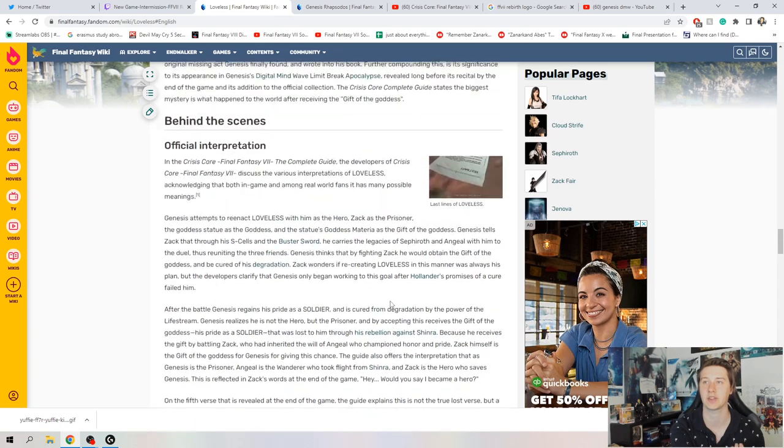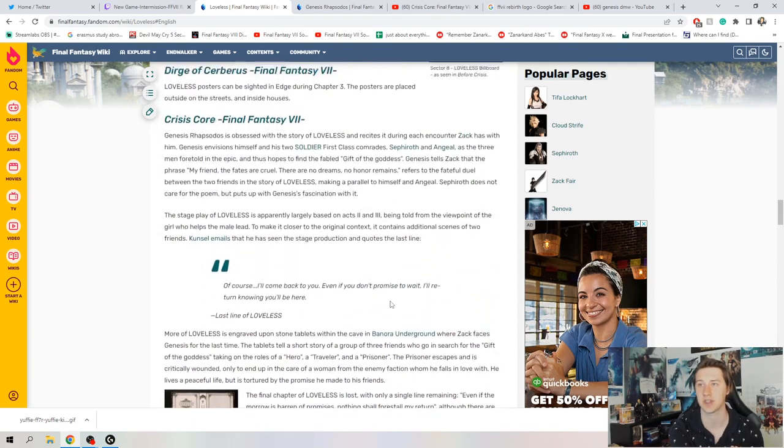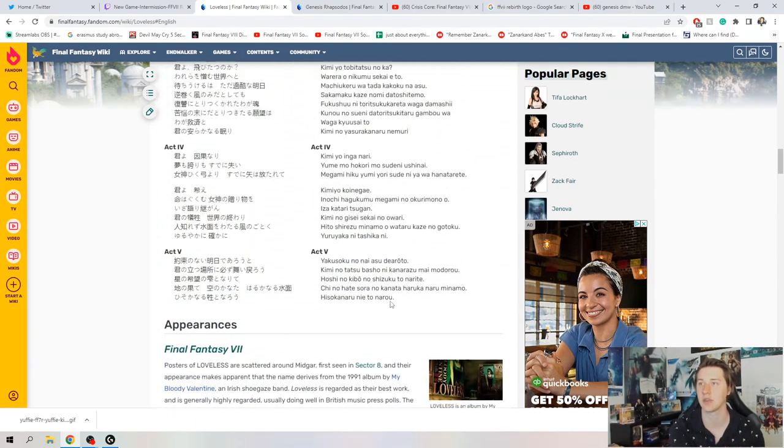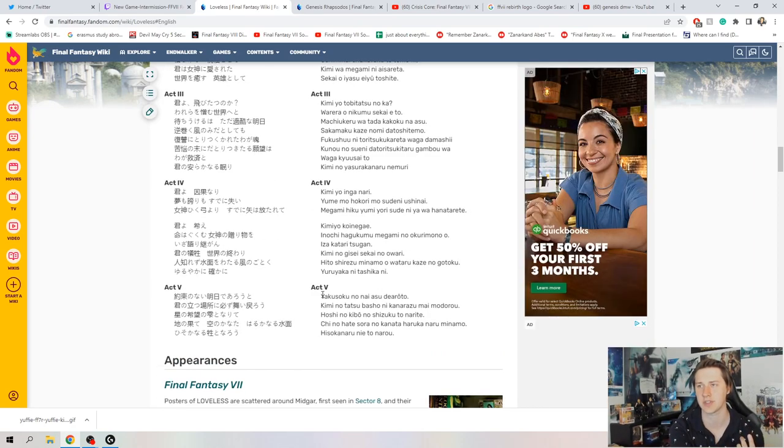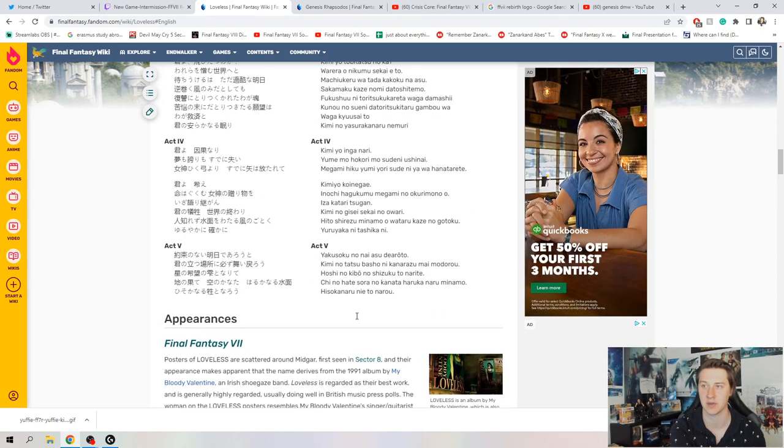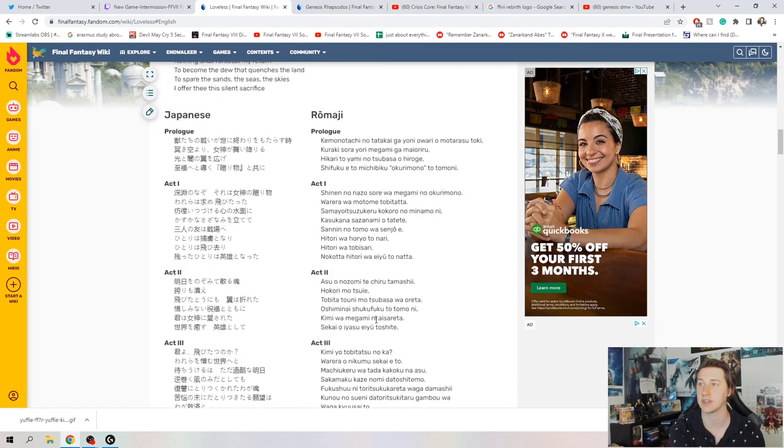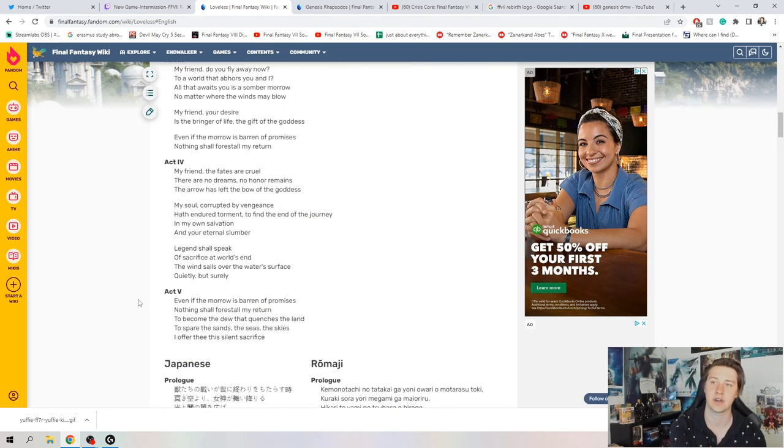Now, if we go back to what the poem actually says in the final verse, we're looking at Loveless here. This is the verse that plays after he's defeated by Zack in Banora. That is in Japanese, hold on. So here, it says it right here.